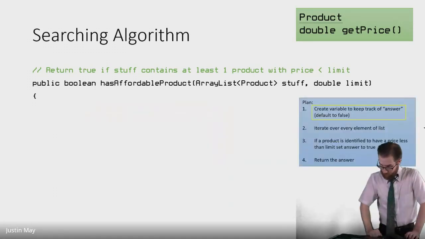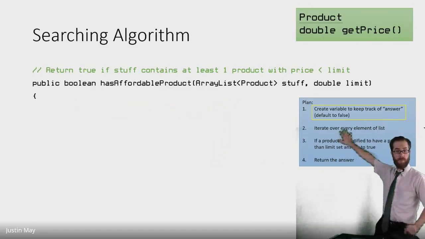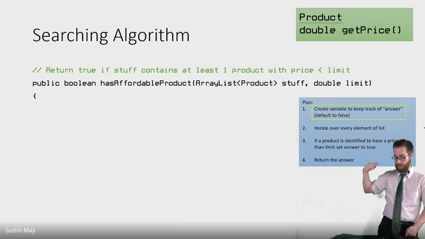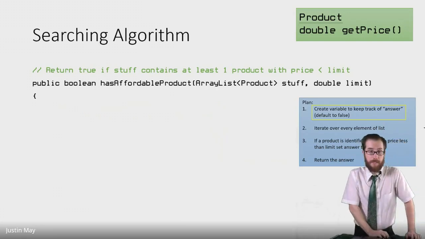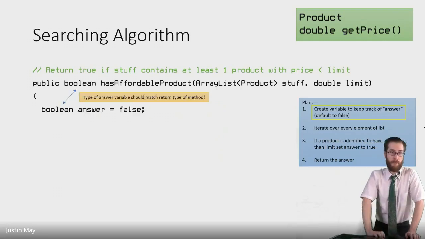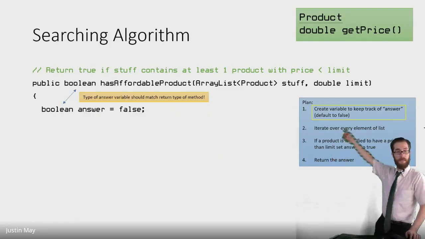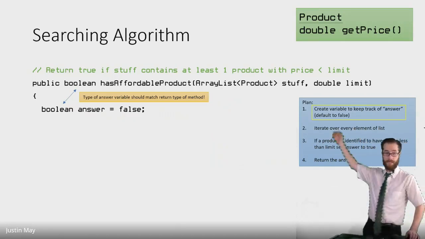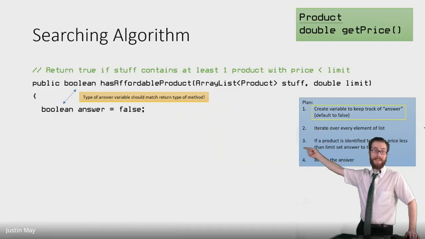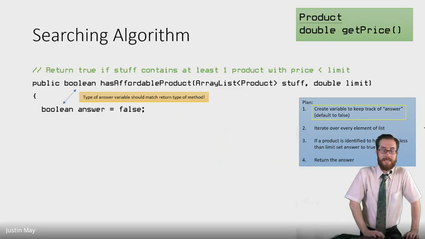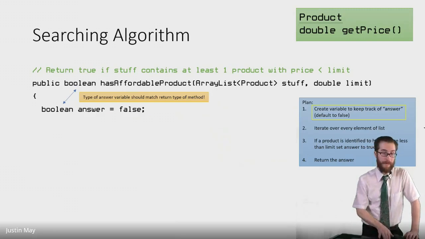All right, so we're going to put together this algorithm. We're going to convert the plan into code step by step. We're just going to work through the plan and convert that into code. So the first step of this plan is to create a variable to keep track of the answer. Pretty straightforward. We make our variable. It's a Boolean because this method header has a return type of Boolean. So I didn't have to think about that. I just copy Boolean over, give it a name, answer. It's going to be my answer, so I call it that. And then assign it the default value, which we decided is going to be false. So that's step one, make our variable.